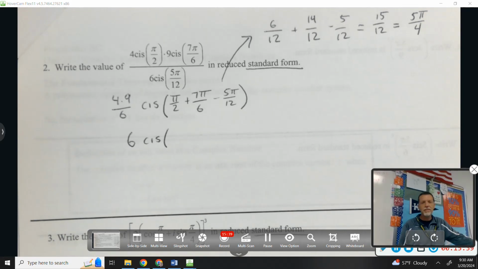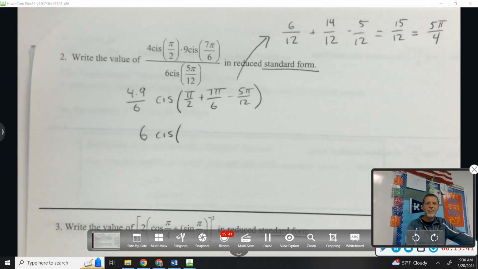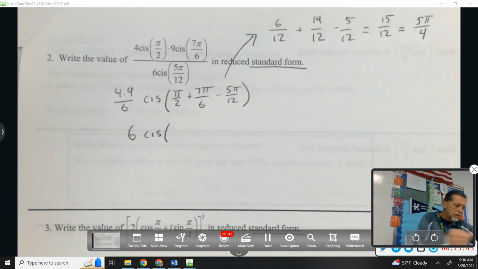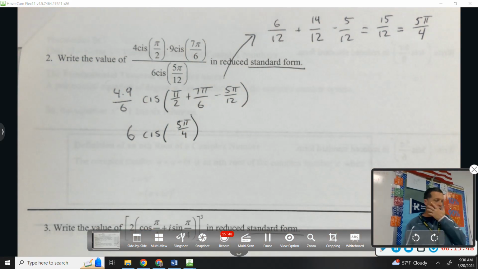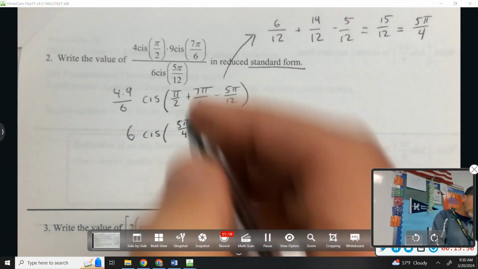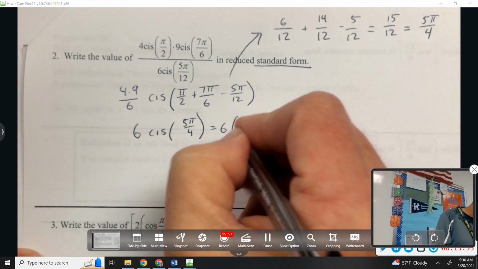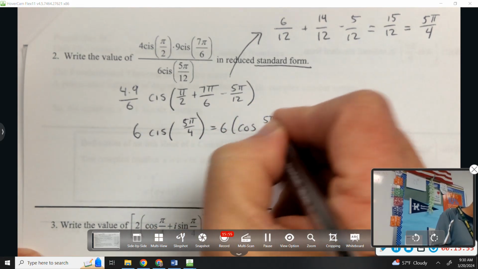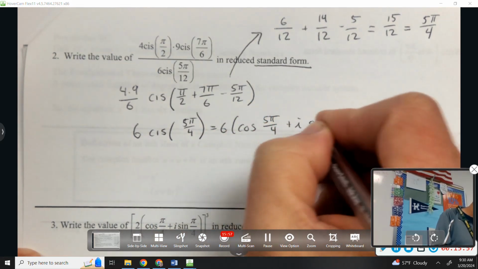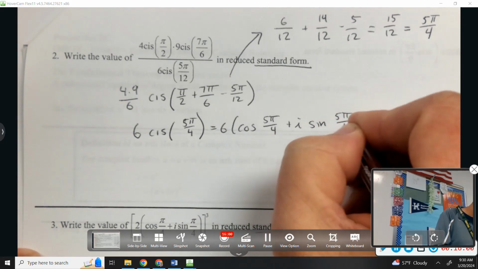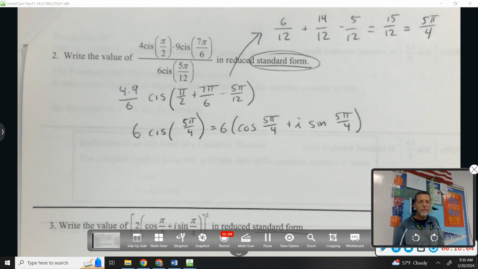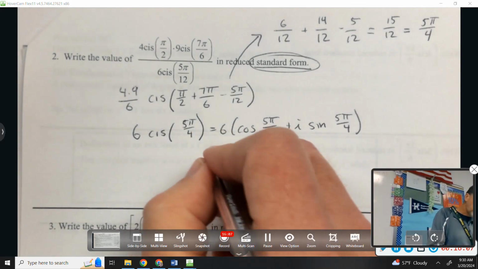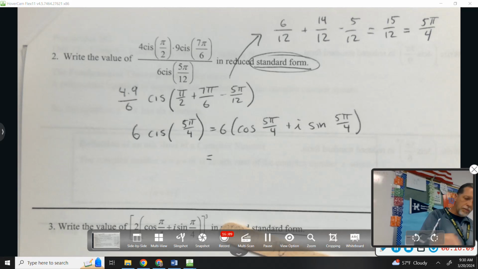Yeah. Key's wrong. Make sure I tell the other teachers that. This is 5 pi over 4. And so now we just expand it, evaluate cosine and sine of 5 pi over 4. Again, one of these days, maybe they'll ask for it in trig form and we could leave our answer. But until then, we get to keep working on our unit circle.